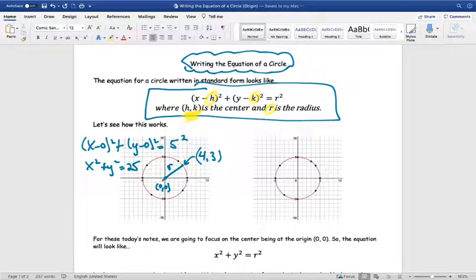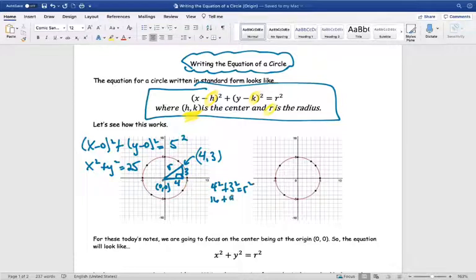So if I drew a vertical line down, the length of that should be the y value of that ordered pair, which is 3. The x value will be this horizontal line, which is 4. And now I can see I've got a right triangle right here, so I can use the Pythagorean theorem to get the radius. I can say 4 squared plus 3 squared equals r squared.